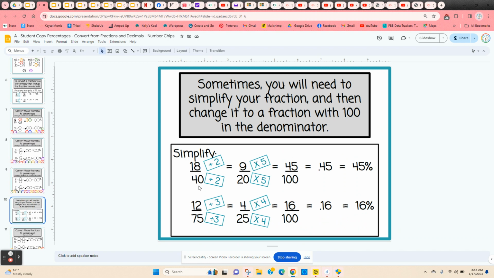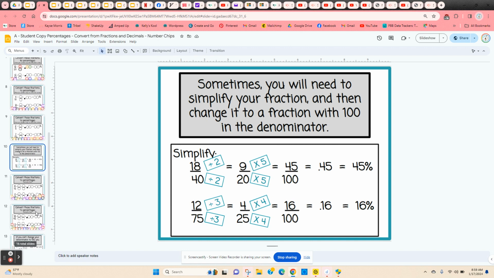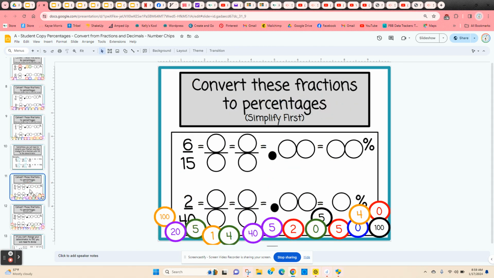Now, sometimes we can't just directly convert our denominator to 100. So we may have to simplify first. So here, if you simplify 18/40ths by dividing by 2, you get 9/20ths, and that we can convert to 100 by multiplying by 5. So students are going to be doing that on the next couple of slides. So here, if they simplify by dividing by 3, they get 2/5. Now they can multiply times 20 and get 40 hundredths.